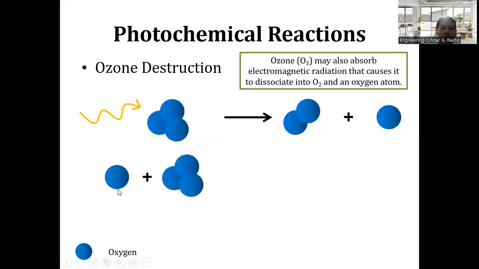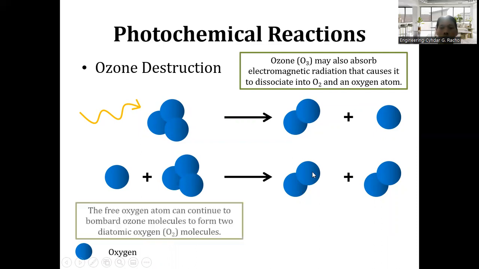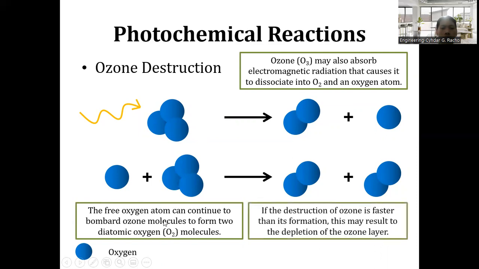So here, your freed oxygen can also interact with another ozone. When they interact, it can form oxygen. It can dissociate. I mean, the one oxygen here can be taken away from this molecule, and then it interacts with another oxygen. So that's why they form the atomic oxygen. The free oxygen atom can continue to bombard the ozone molecule to form two diatomic molecules. So if the destruction of ozone is faster than its formation, this may result in the depletion of the ozone layer.